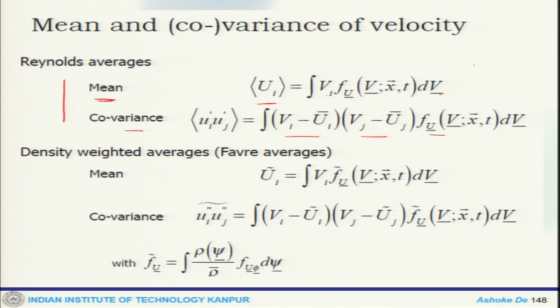Now, once you do Favre averaging, this is the Favre average mean. So, then we will take the Favre average PDF function. Similarly, for covariance, we take the Favre average PDF function, where the Favre average PDF function is defined as rho psi by rho times f u psi d psi. So, this is how you get to this.